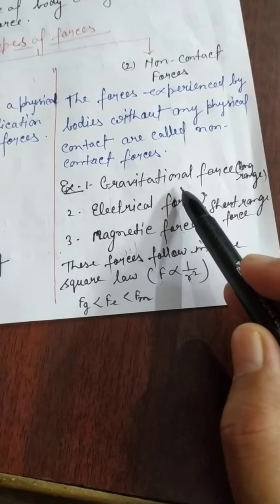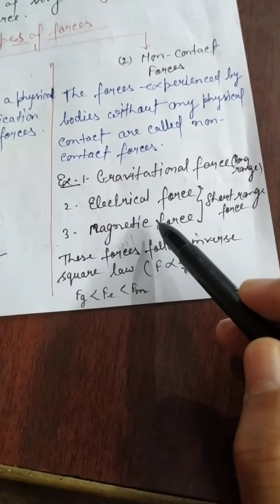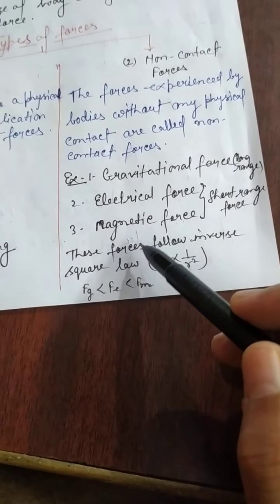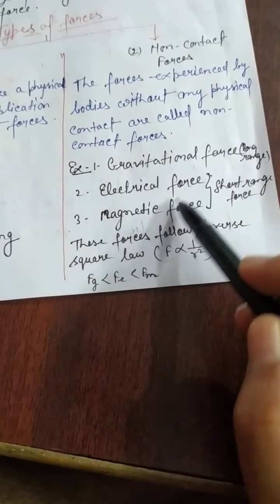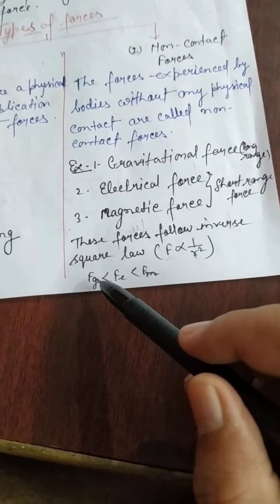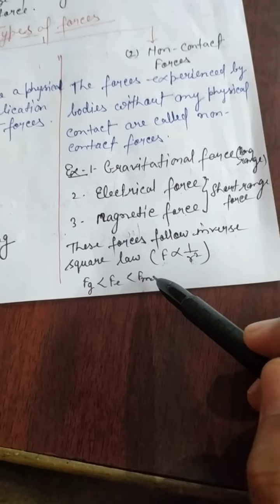Gravitational force is a long range force, and electrical force and magnetic force are short range forces. And now we have to arrange all the three forces in ascending order. Gravitational force is less than electrical force, and electrical force is less than magnetic force.